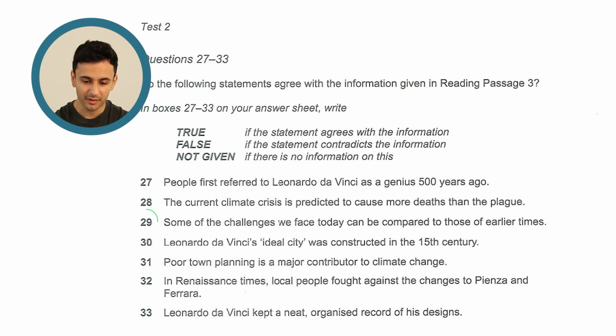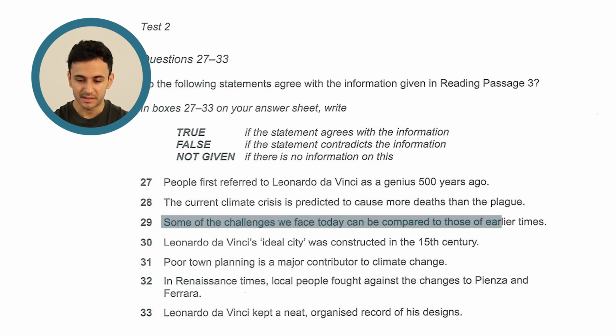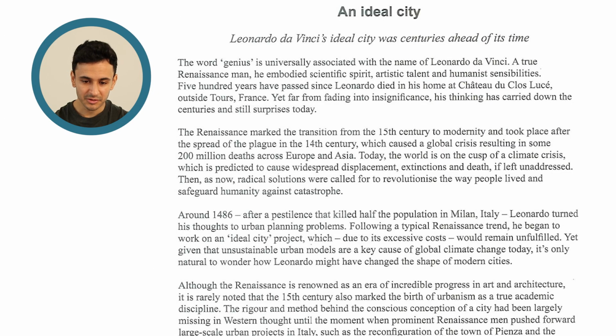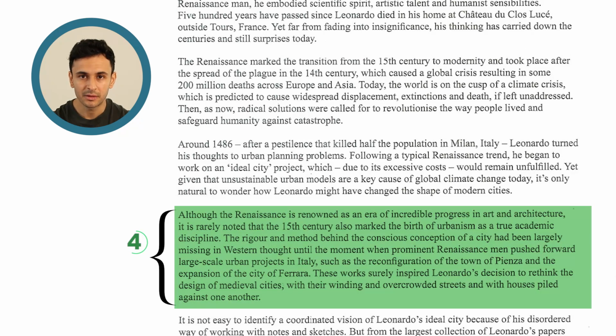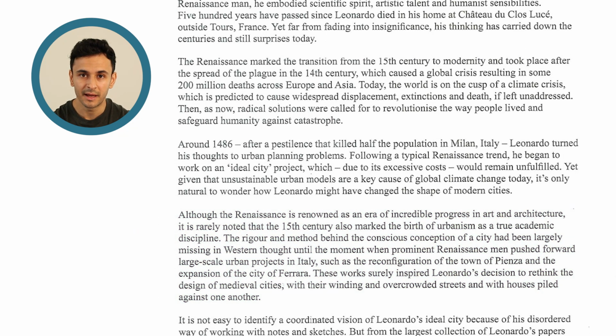Now, if we move to the third question, number 29: some of the challenges we face today can be compared to those of earlier times. So my keywords are challenges today and earlier times. Although I expect them to be different, it's not going to be exactly earlier times, but we have to look for something that signifies the past. So let's go back and try to locate that information. Since the information to answer my last question was in paragraph 3, I'm going to go back to paragraph 4 and start scanning from there for the relevant information that will enable me to answer that question.